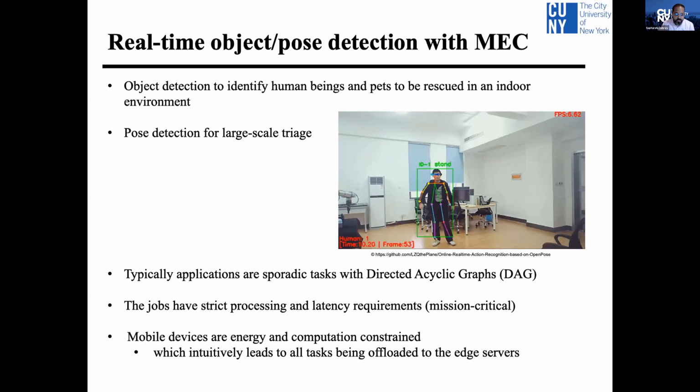Typically in these situations, you have sporadic tasks happening, which are represented typically as a directed acyclic graph. These jobs have very strict processing and latency requirements, because they're mission critical and you need high reliability as well. We have already discussed that mobile devices have energy and computation constraints. So the default mode is to offload everything to the edge. You have some data stream coming in, you run some object detection algorithm, offload everything to the edge. That will solve the problem.